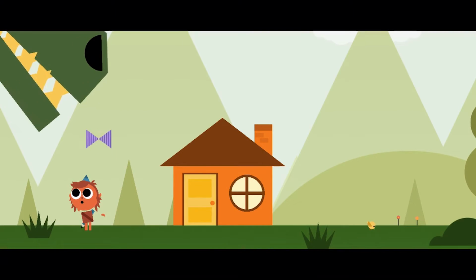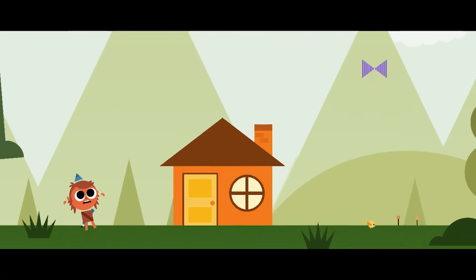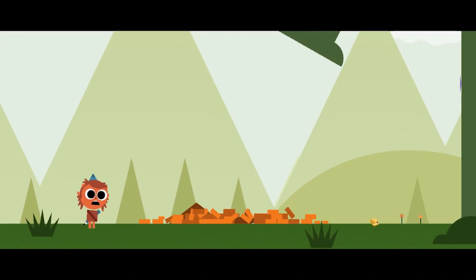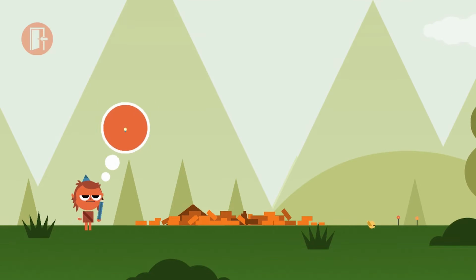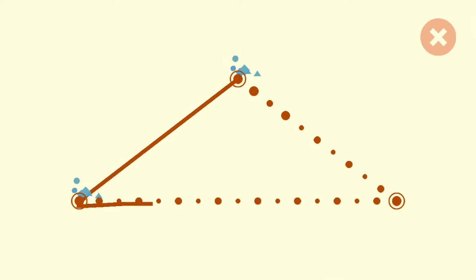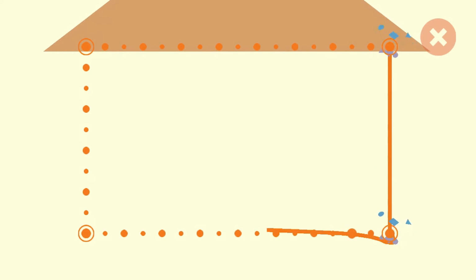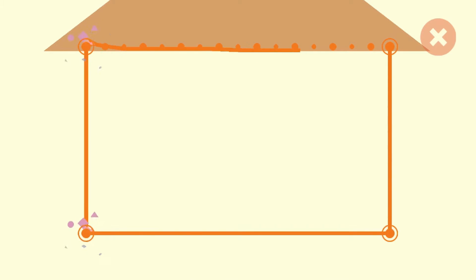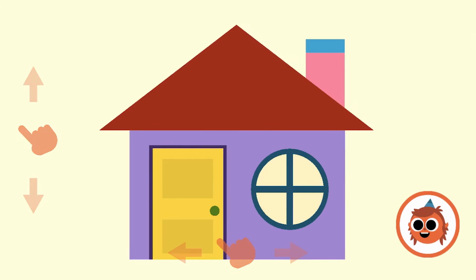Uh-oh, that doesn't look good. Oh wait, be careful! No! Well, that just won't do, will it? I think we're going to have to fix this house. We started with a triangle, and now we're drawing a rectangle. Then another rectangle. This must be the door. That's fixed it.